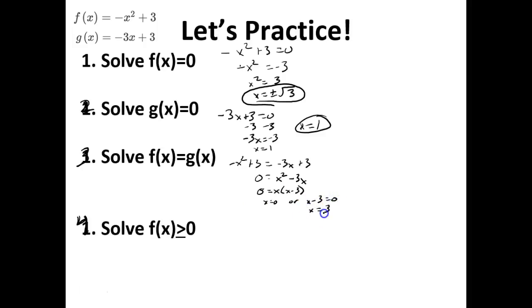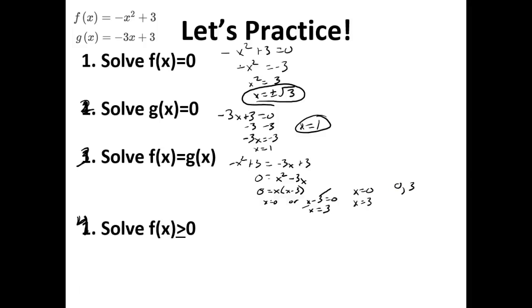In this case, I get our two answers, 0 and 3. Those are the two places where those are equal. So we get our two solutions, x equals 0, x equals 3. On MyMathLab, all you have to do is enter those two answers separated by a comma.